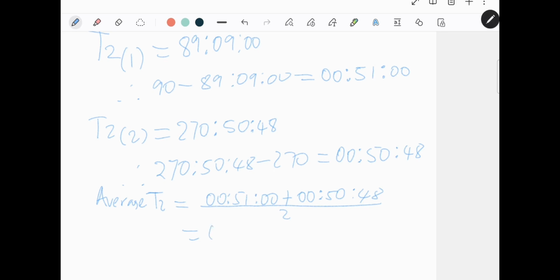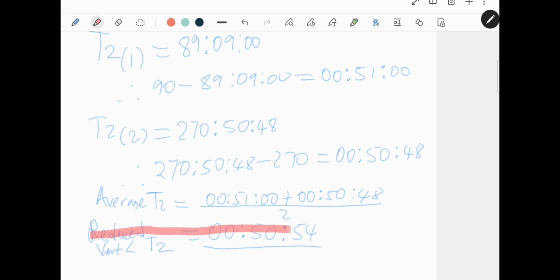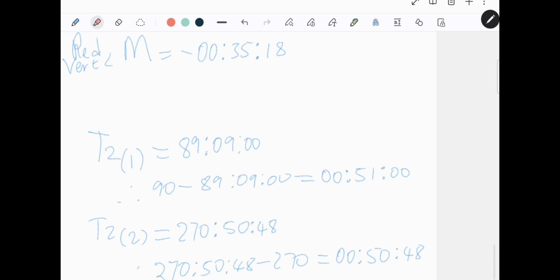So this gives us 0, 0, 50, 54, and this is our reduced vertical angle for T2. This is also important. Let me just highlight this. We're going to need it at some point. And also this one.